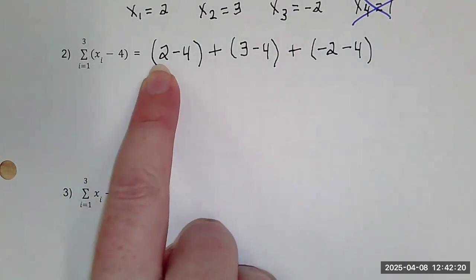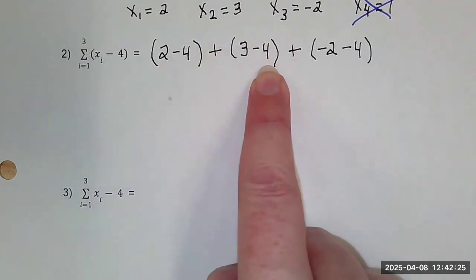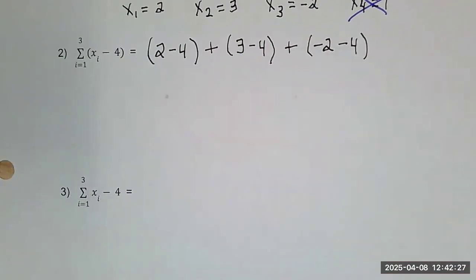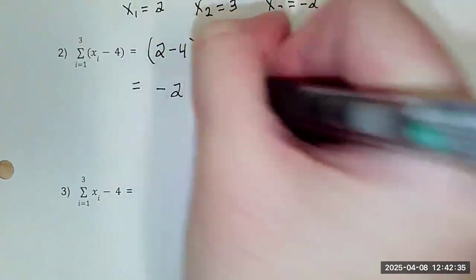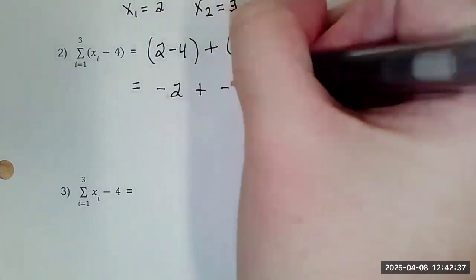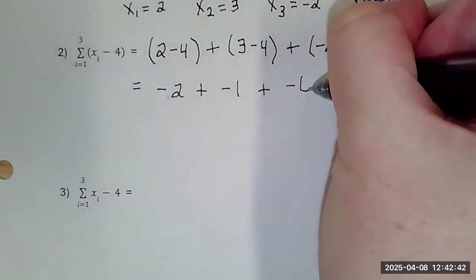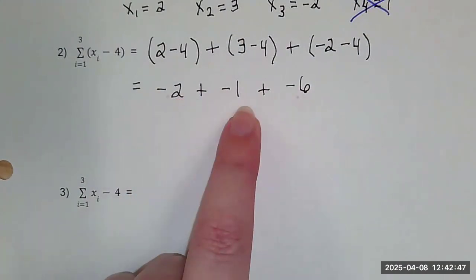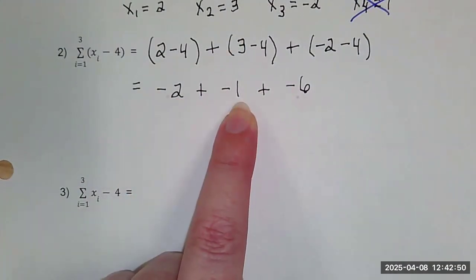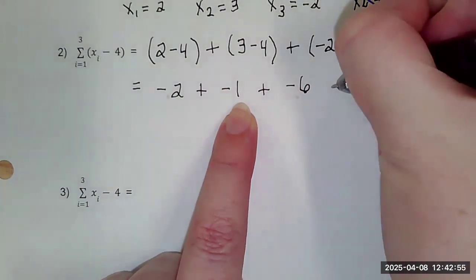So here was our first X. We subtracted 4 from it. Here was our second X. We subtracted 4 from it. Here was our third X. We subtracted 4 from it. We followed the rule. Now we just have to do the math. So 2 minus 4 is -2, plus 3 minus 4 is -1, plus -2 minus 4 is -6. So I lost $2 and I lost another $1, so I've lost $3 now. And then I lost $6 more, so I lost $9 total.